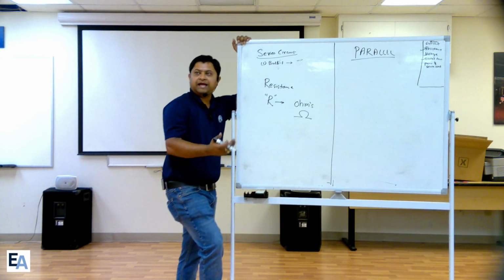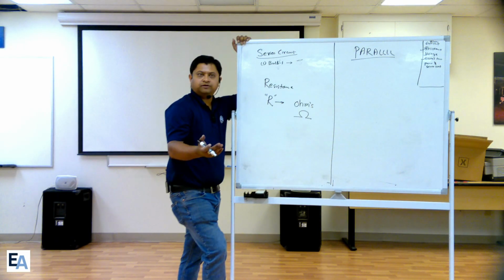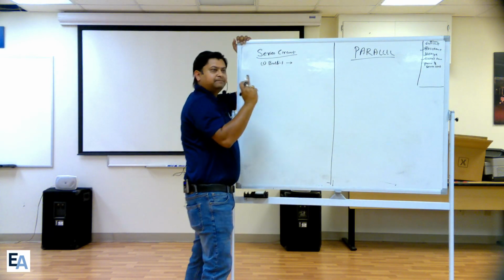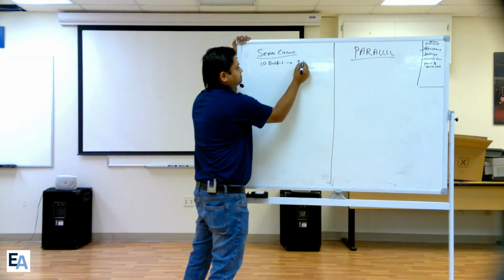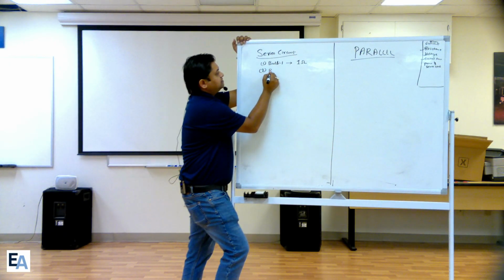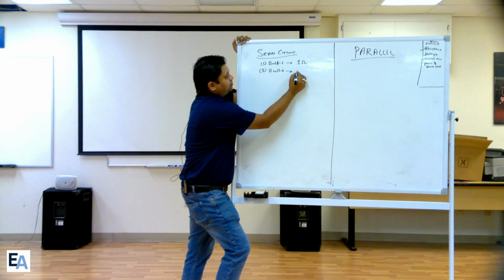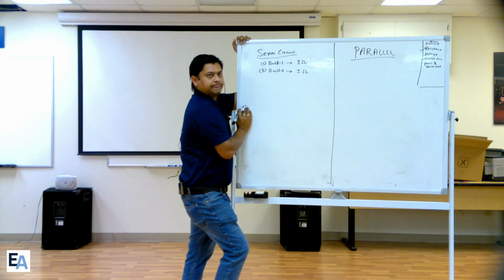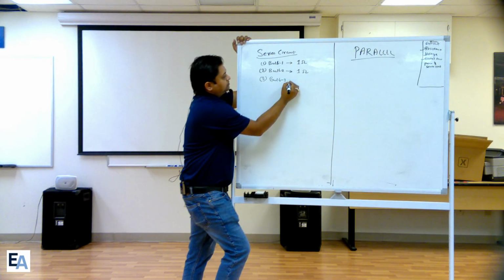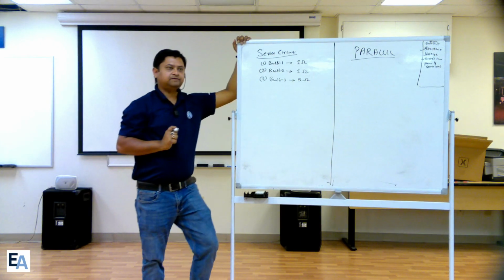Just like current, 1 amp, 2 amps, 3 amps, 4 amps. Voltage, 1 volt, 2 volts, 3 volts, 4 volts. Like resistance, 1 ohm, 2 ohms, 3 ohms, 4 ohms. So let's say bulb number 1 is having 1 ohm. That is its resistance. Bulb number 2 is having 1 ohm again. Now I have another bulb, bulb number 3, which is 5 ohms. Now I have 3.